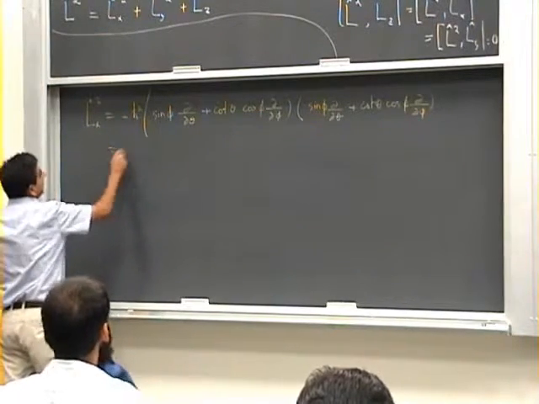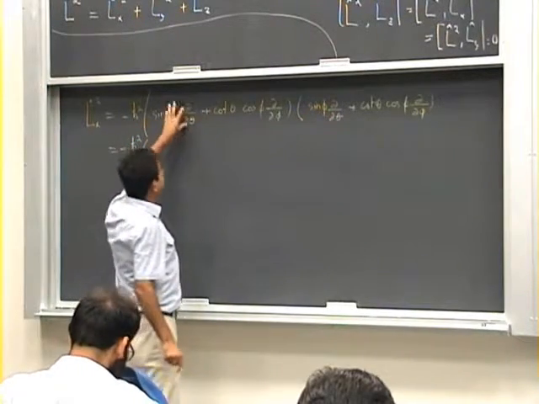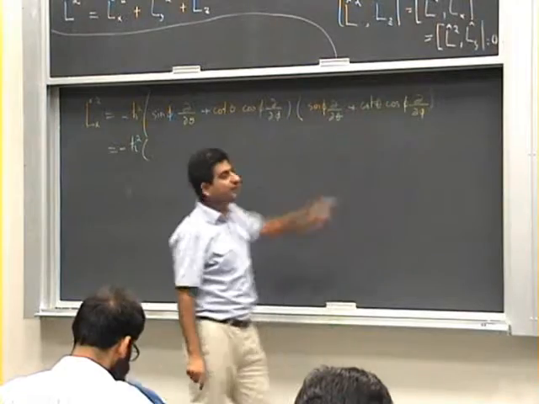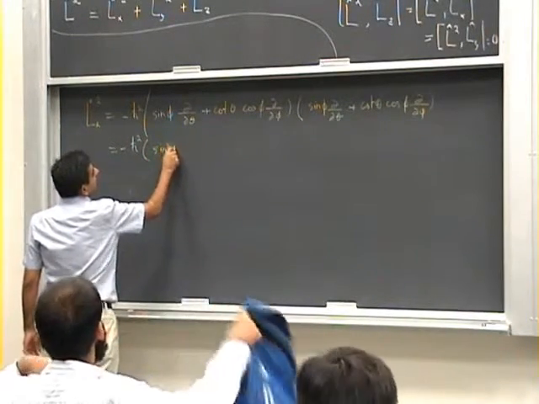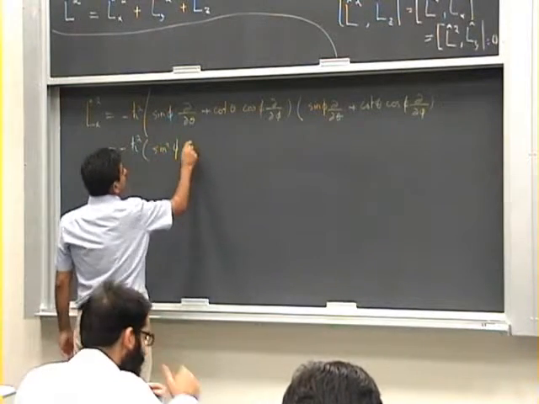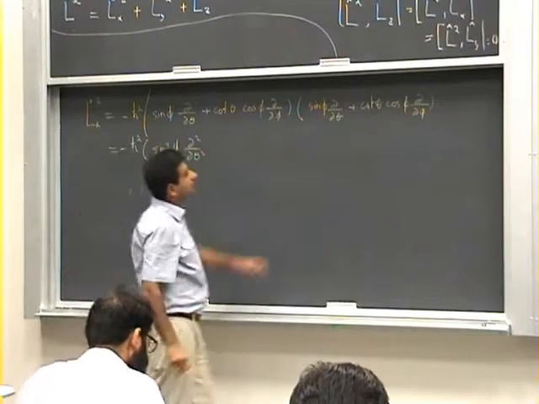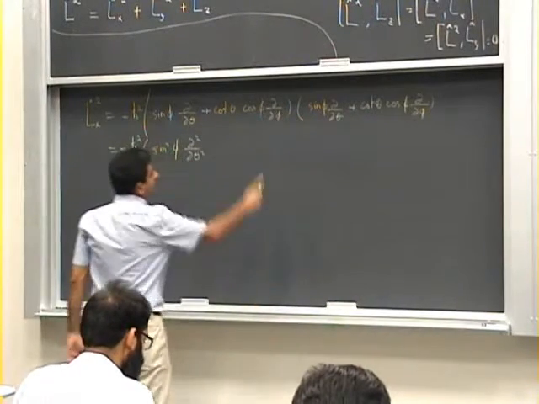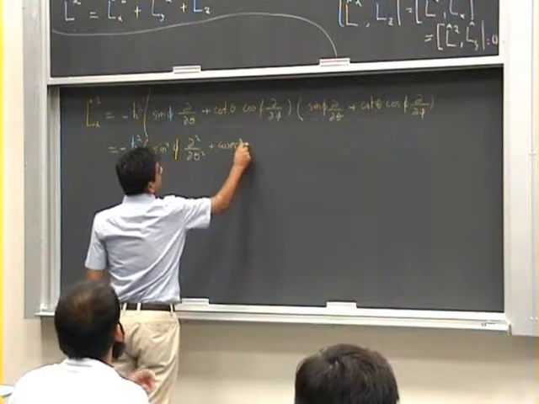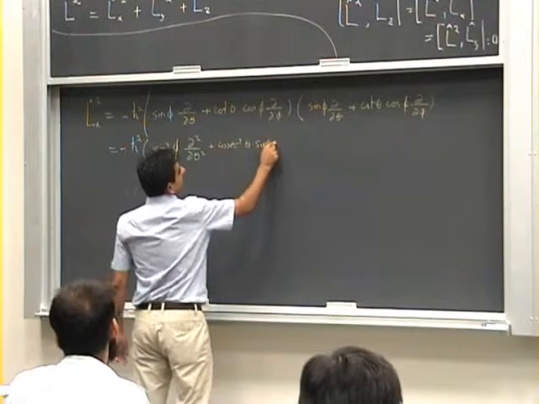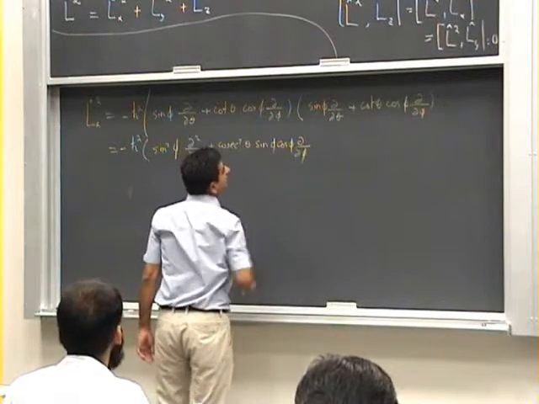Alright, my Lx hat square is minus h bar square. Now sine phi, this operator acts on this operator, right? So I get sine square phi partial square partial theta square. Now this operator acts on this operator. I get from cotangent theta, I get cosecant square theta sine phi cosine phi partial phi.